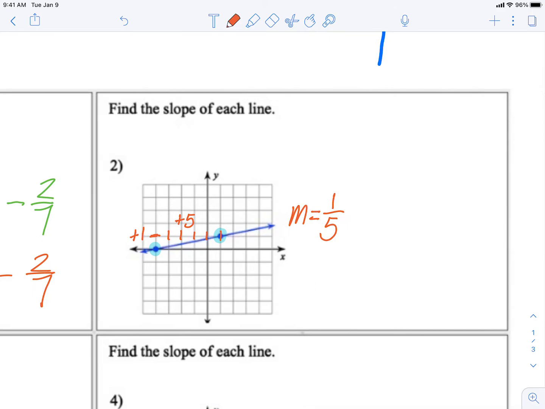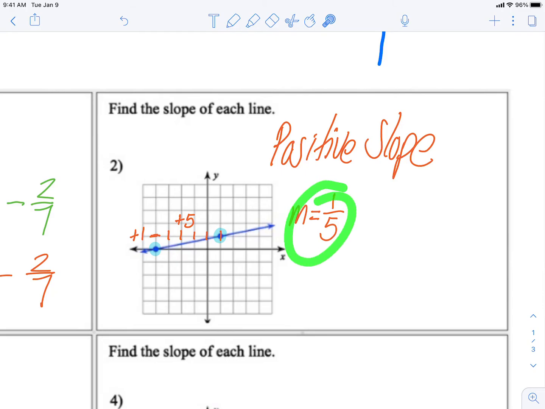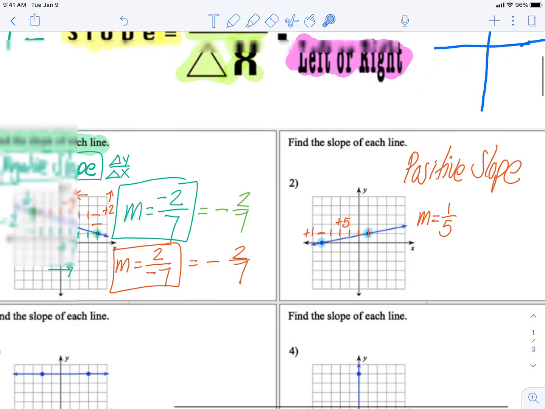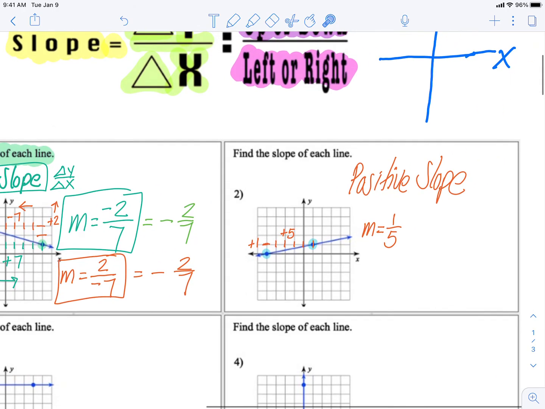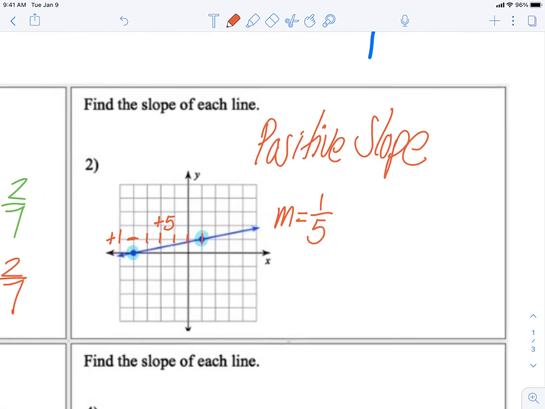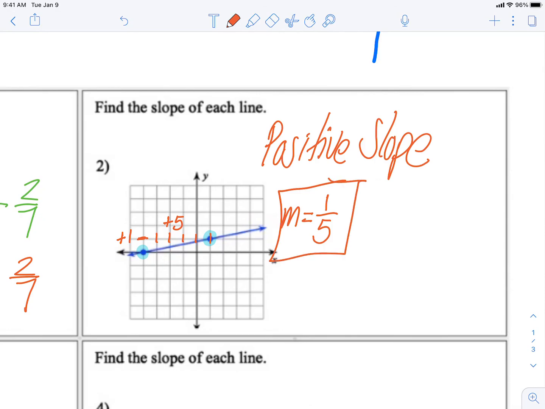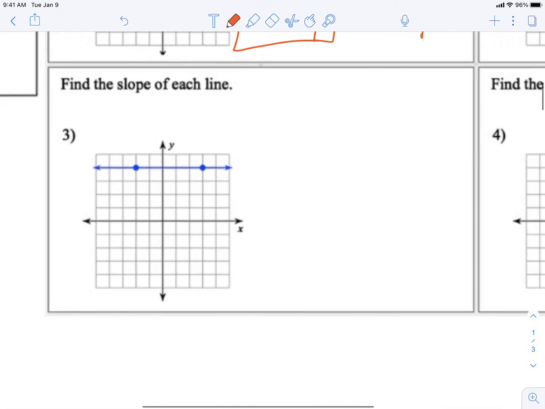So I'm going to write here positive slope. Look at that. And it's positive, right? 1 over 5 is positive 1 over 5. There we go. Good job. Let me box my answer always, remember? Perfect. Okay, let's do this one here.